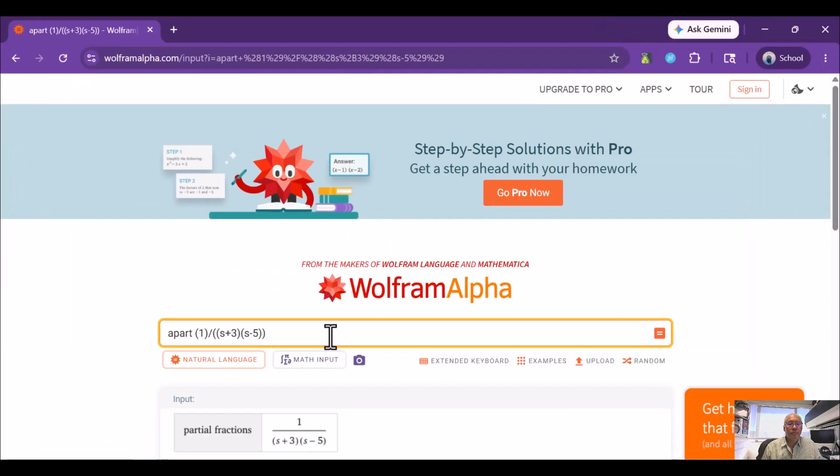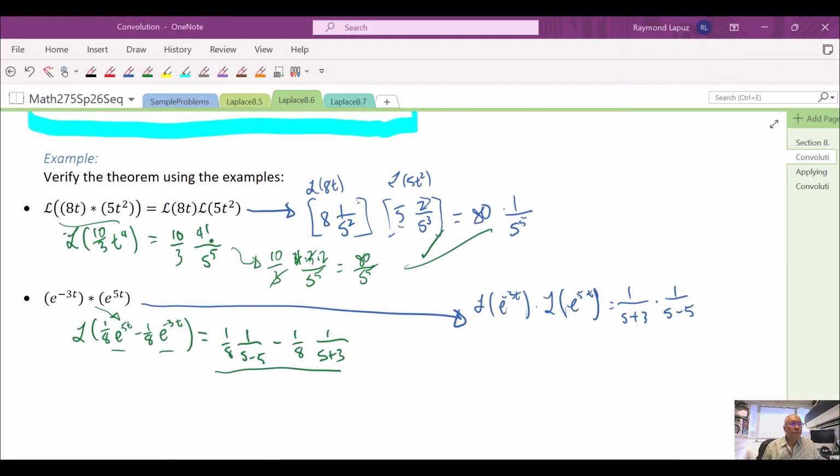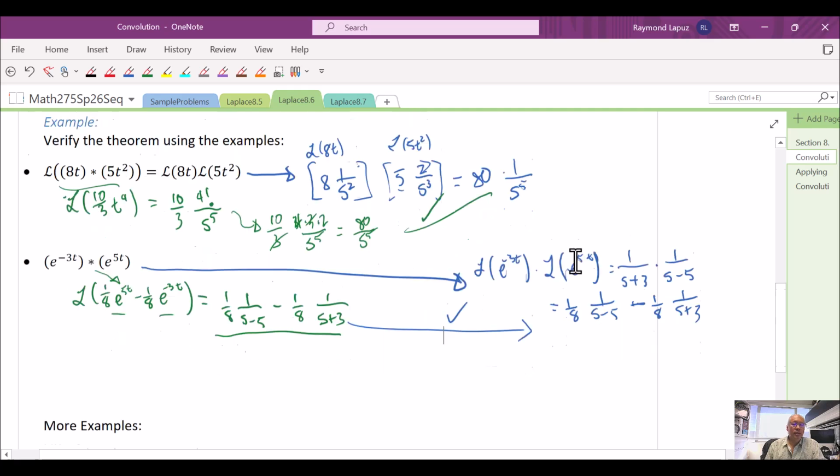Okay. And this has a 1/8 also. Perfect. Exactly what we had. So this is equal to 1/8, 1 over s minus 5, and then minus 1/8, 1 over s plus 3. And it does match. So it worked out. All right, that's just to check your work.